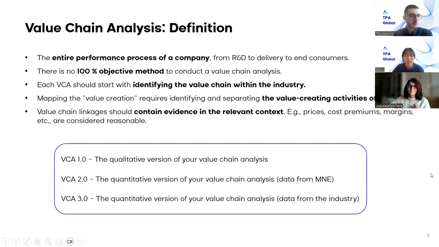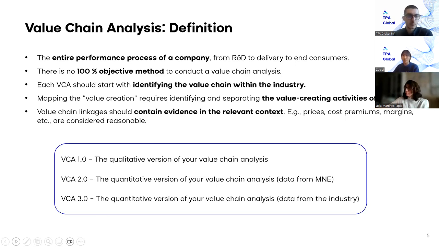Thank you, Julia. As a recap for the previous two sessions that we addressed, in the context of transfer pricing, value chain analysis plays a very important role in understanding the allocation of profits and the risk crossover across various stages of the company's operation. It helps us gain insights into the economic circumstances of the value creation and contribution of each entity within the multinationals. As you can see in the graph, TPA has developed three approaches for value chain analysis, so-called VCA 1.0, 2.0, and 3.0.